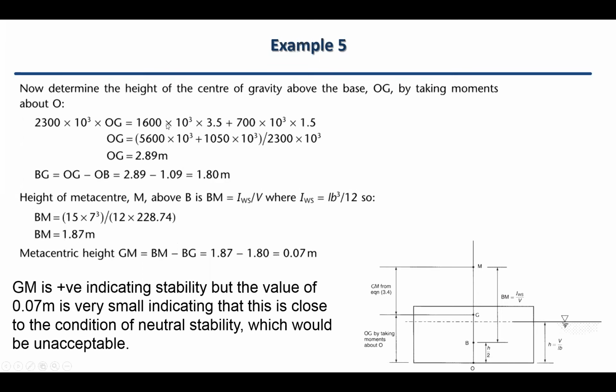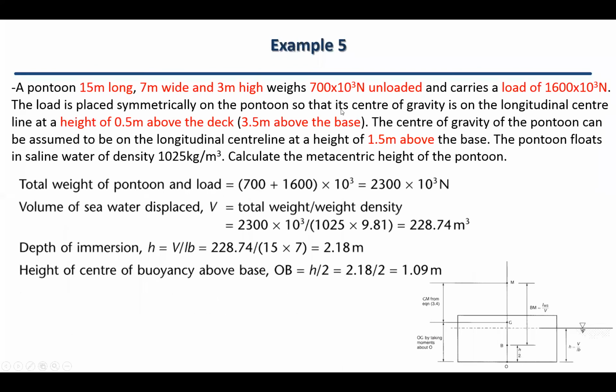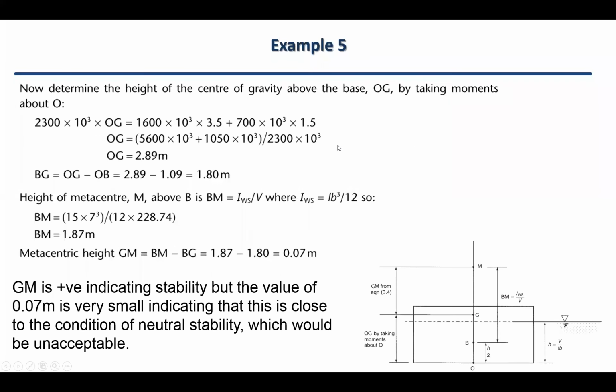This is the moment of this load, plus the moment of the pontoon itself, which is 700,000. 700,000 is the weight of the pontoon, times the lever arm for that one, the center of gravity from that point to the base, which is 1.5 meters, the depth of the pontoon. And this is the right hand side.